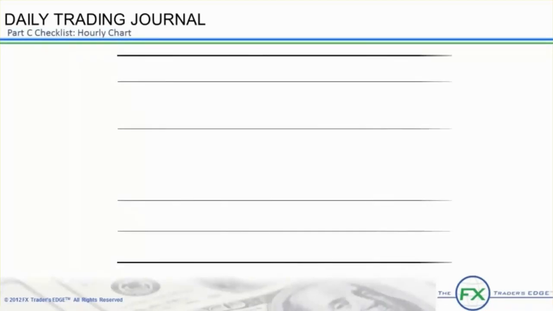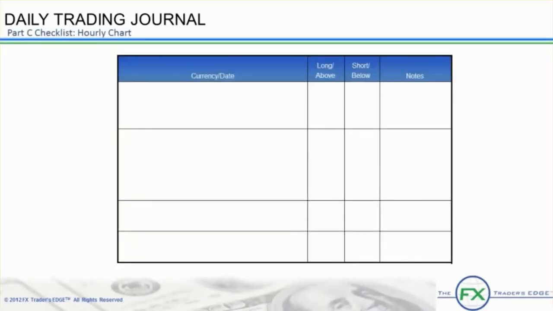Part C of the checklist, hourly chart indicators. The next part of the daily trading journal is Part C, the checklist, using the hourly chart.